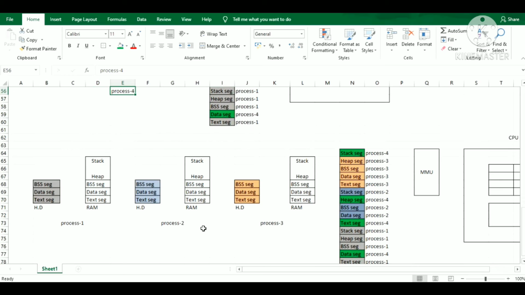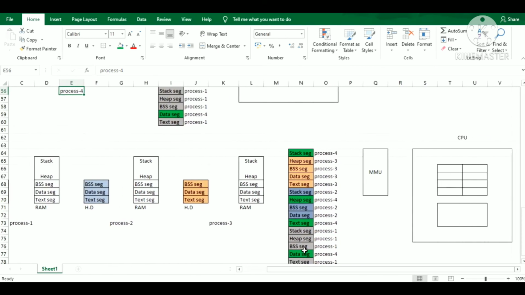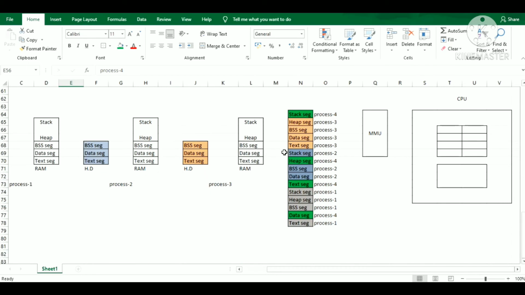If other processes want all the information of the corresponding process segments, at that time it will look into the physical frame of the RAM again. If it looks into the physical frame of the RAM and the segments they want are not present, that we call a page fault.